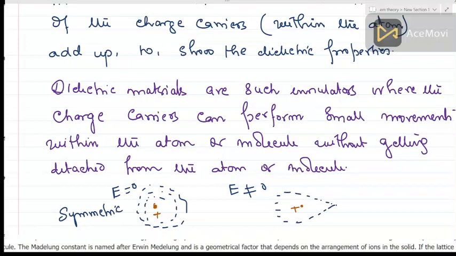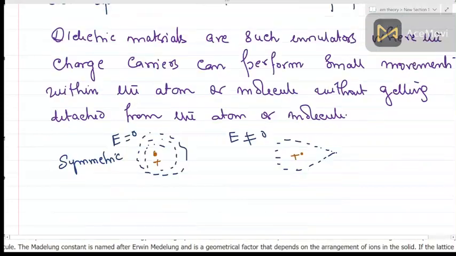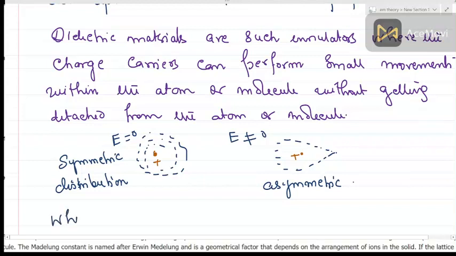It is not that the electric field is detaching all the electrons. Suppose this charge distribution becomes like this, asymmetric. This is symmetric charge distribution in the absence of electric field, and in the presence of electric field this becomes asymmetric.